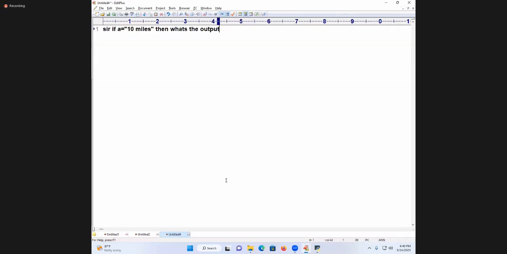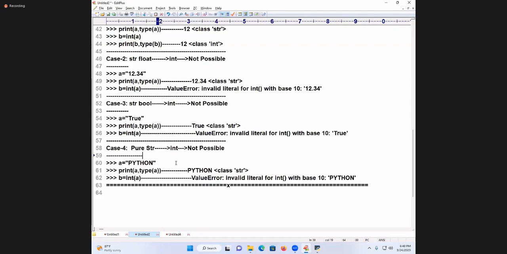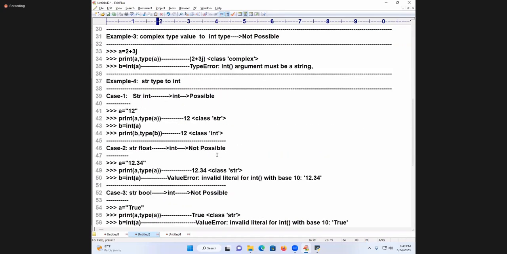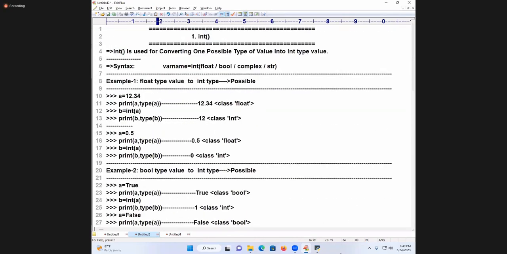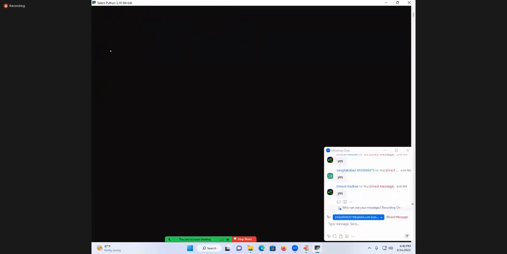So, shall I move forward? Is it understandable? So, the final conclusion. Now what is my conclusion? Which function am I taking? Int of. What is this now? Float, bool, complex, str int, str float, str complex, str bool, pure str.